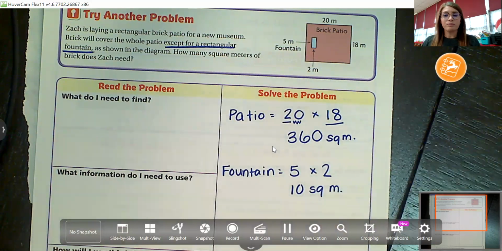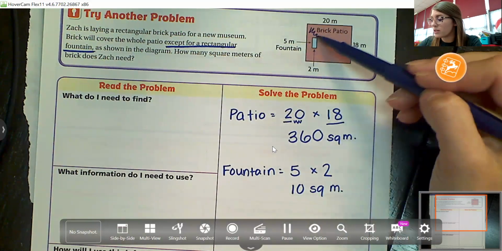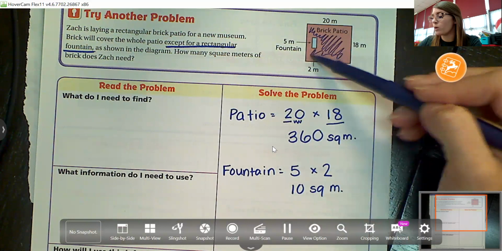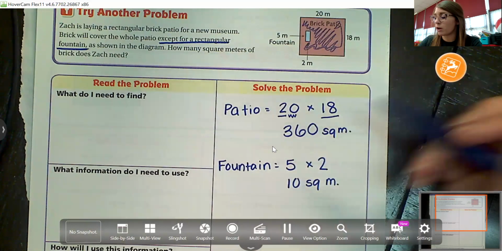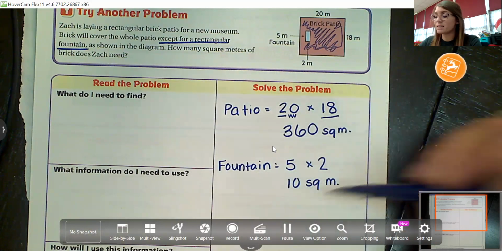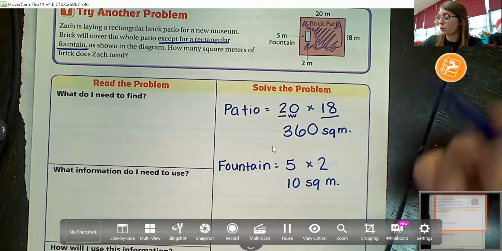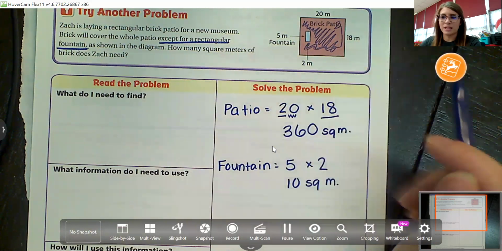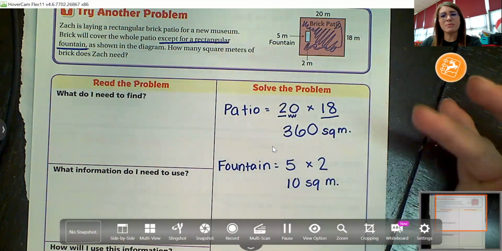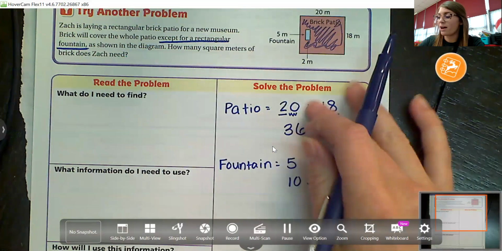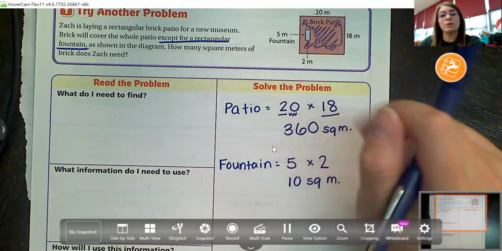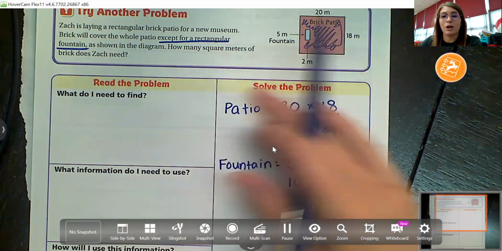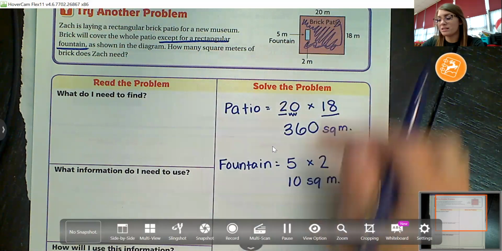So now I've got to figure out what is just this brick colored area. What is that area that Zach's going to need the brick for? So I've got two different measurements here. I've got 360 square meters and I've got 10 square meters. Okay. So am I going to add these together? No, because I'm not trying to find the area of the brick patio and the fountain together. All I need to do is find the brick patio minus this fountain.